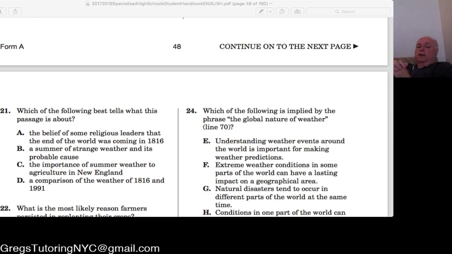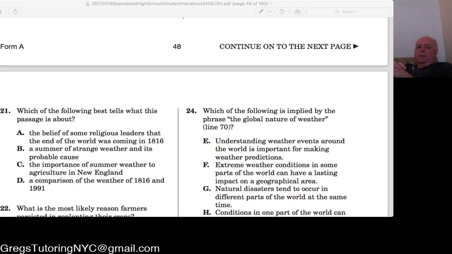So which of the following tells what this passage is about? It's not C. There's a cause and effect relationship that was occurring and going on, but C is not the main idea. This was not about weather. It was about a cold winter. So it was indirectly about weather, but it's not about summer weather in New England. Okay, it wasn't giving a history of summer weather over the time since the Pilgrims came. It wasn't doing anything like that.